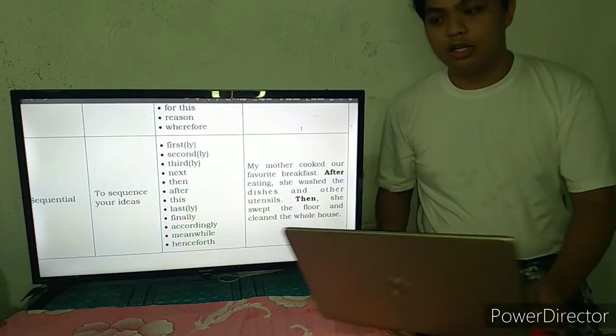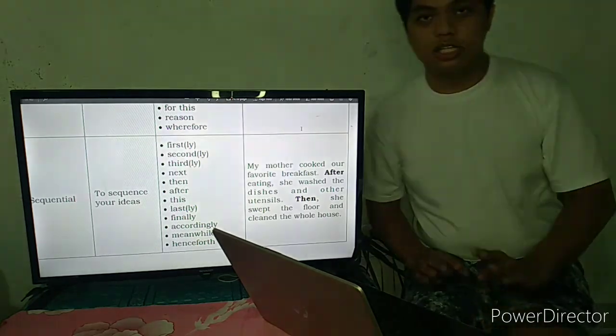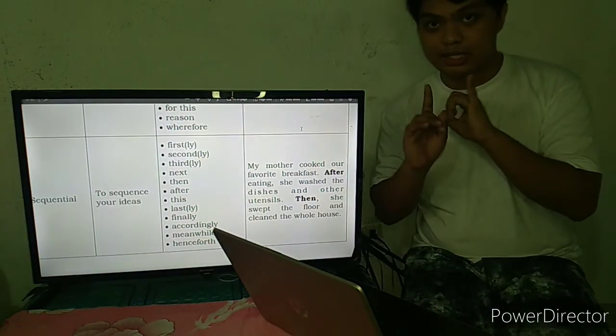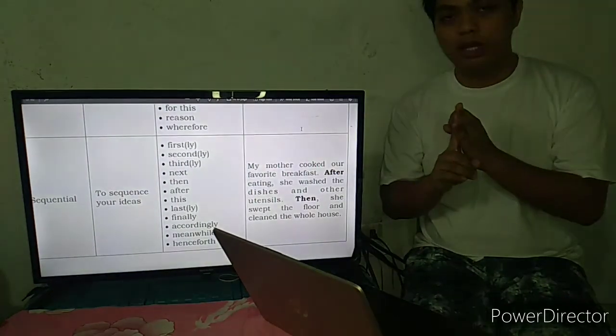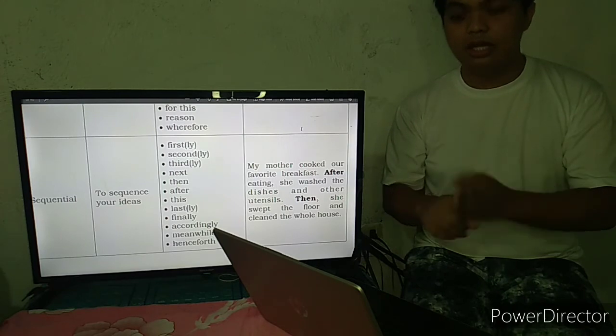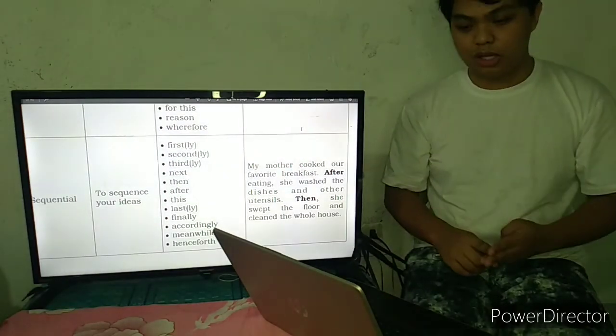So, all in all, class, nahahati ang transition signals sa apat. And that is, the first one is additive. The second one is adversative. The third one is causal. And the fourth one is sequential.